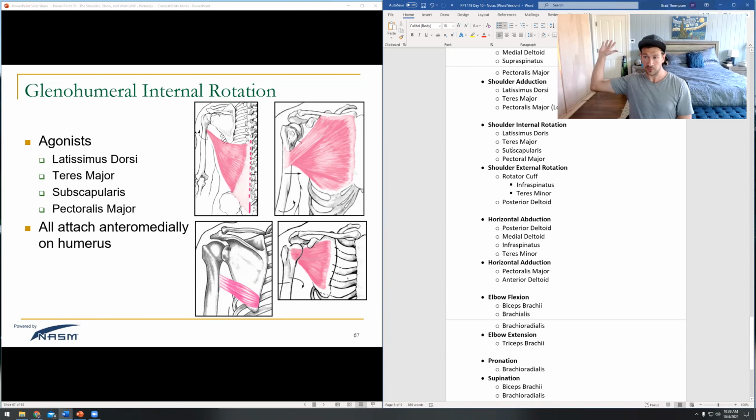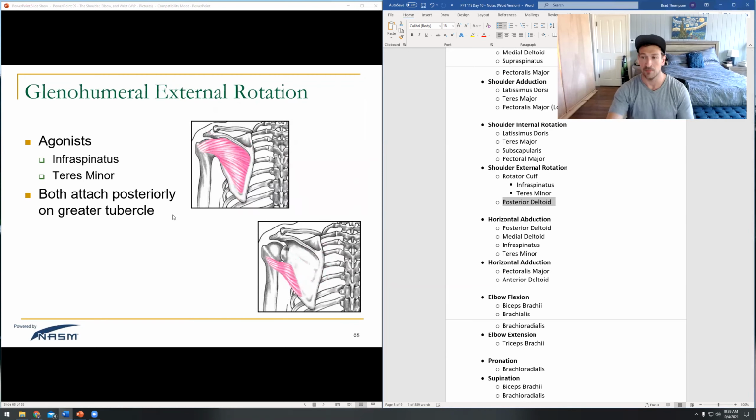We need that infraspinatus and teres minor muscles, right? And we need that posterior deltoid muscle. So again, this is why we love, and why Jeff Cavalier, Athlete X, that's why they love face pulls so much, right? Right here. Pull it back because that's infraspinatus and teres minor and posterior delt.